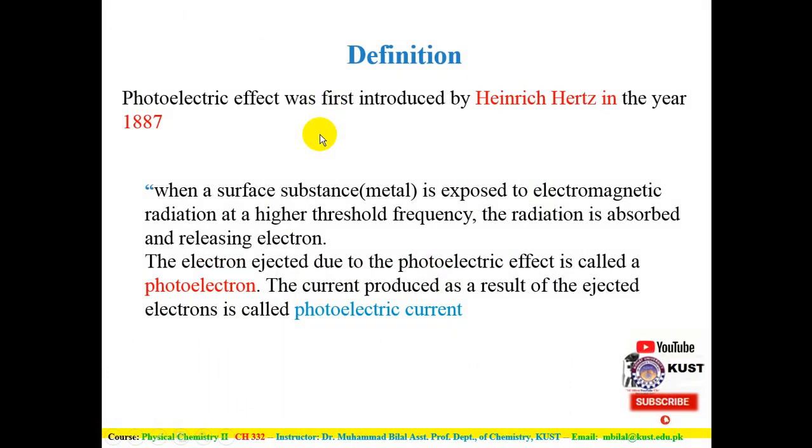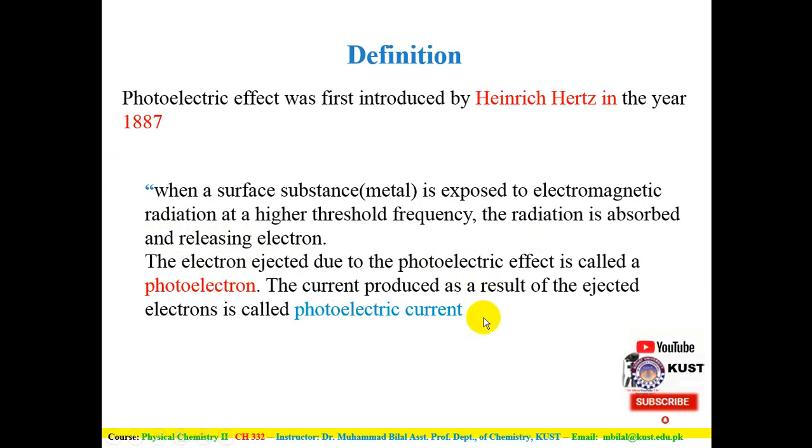So, the photoelectric effect was first introduced by Heinrich Hertz in 1887. When any surface is heated by electromagnetic radiation of high threshold frequency, the radiation will be absorbed and cause the emission of electrons. These emitted or ejected electrons we will call photoelectrons, while this phenomenon is called photoelectric effect. The current produced as a result of ejected electrons is called photoelectric current.